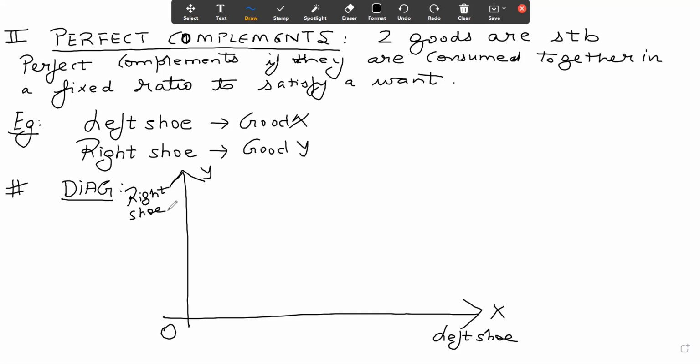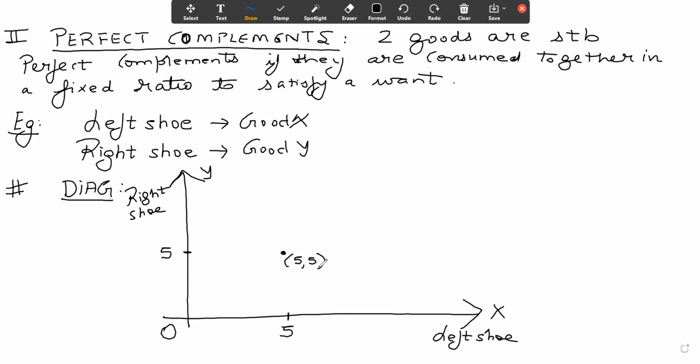Now guys, let's plot the indifference curves. Suppose I consider a combination of 5 left shoes and 5 right shoes. So I am at this point, which consists of 5 left shoes and 5 right shoes.